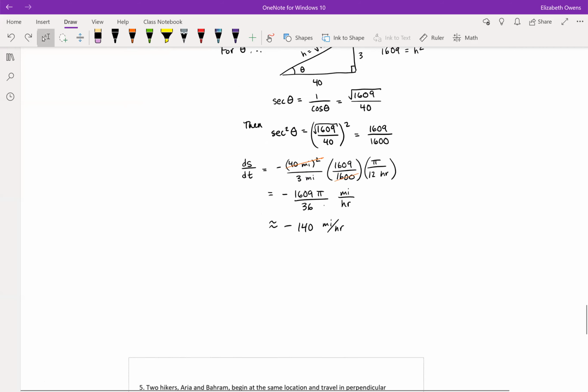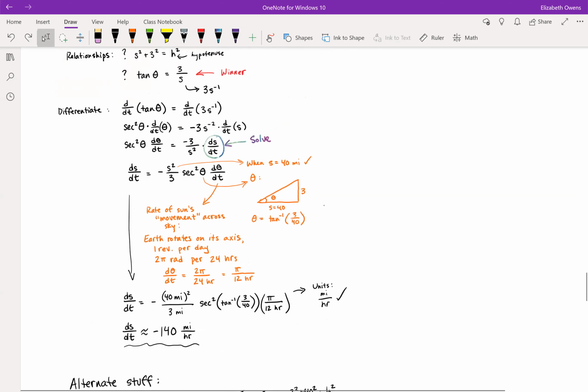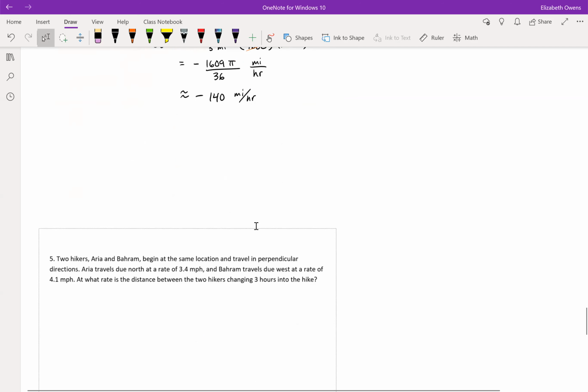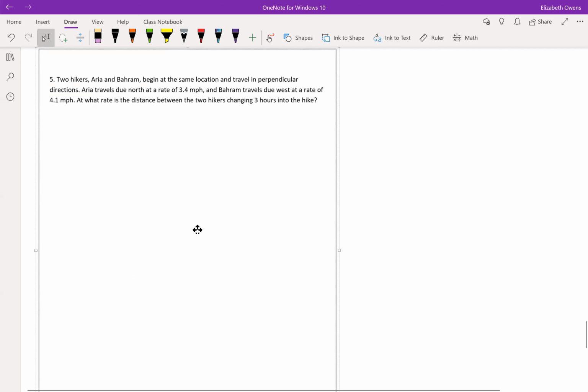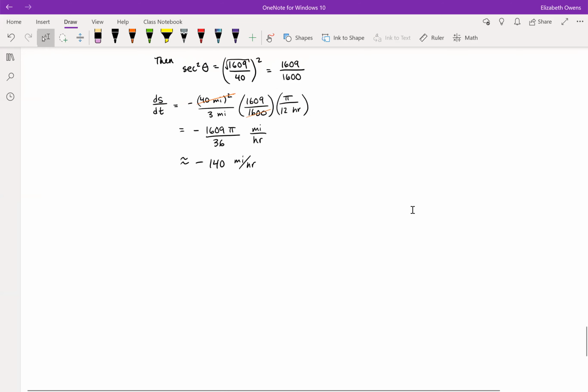And then the other alternate thing that I would want to explore here maybe a little bit is, what if we had tried to use this other relationship, the Pythagorean one? Now, let me get rid of problem number 5, clearing space here. I'll do that one in a video for you later. So let's try the other relationship.